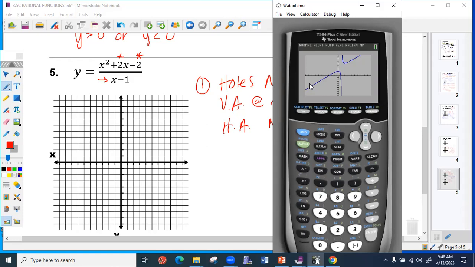You just have to be able to read the domain and range of what's happening here. Does that make sense? I'm not asking you to find the slant asymptote, but you have to be able to read the domain and the range. Yeah, so I'm going to plot it out for you really quick.